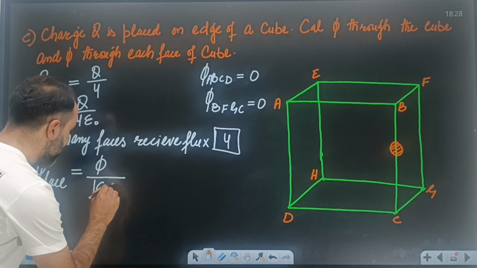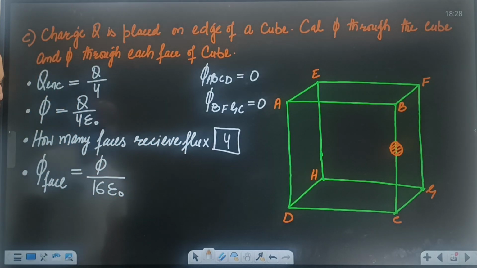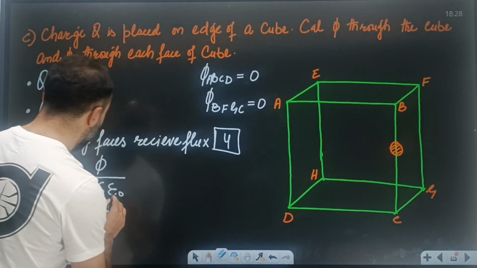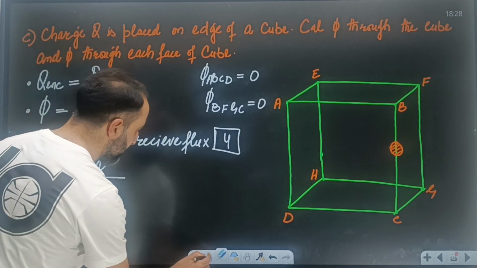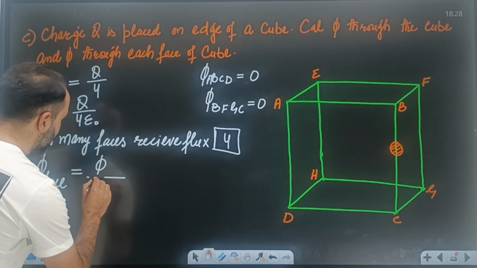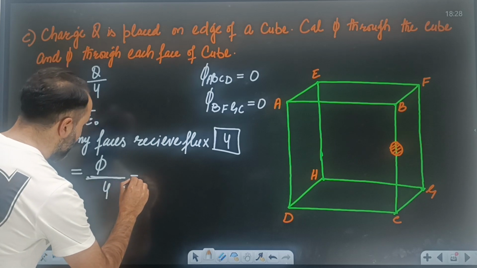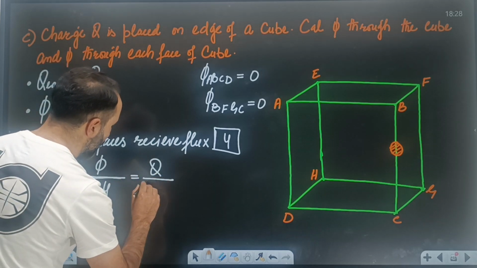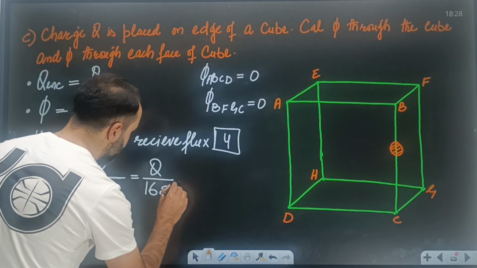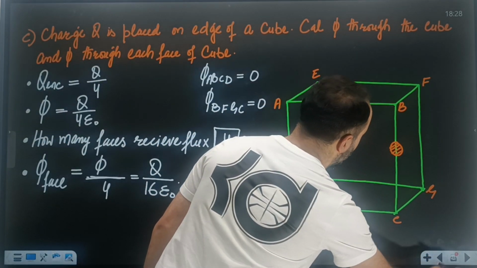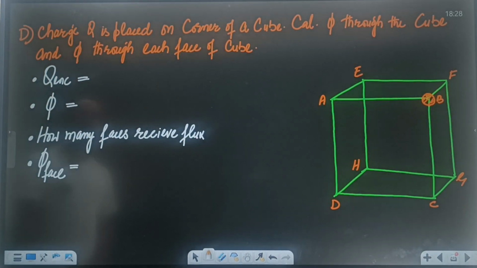So the flux per phase will be 5 divided by, sorry, this is 5 divided by, wait a moment, what is this here, beta? It is 5 divided by 4, so that will be equal to 4, 4 is 16. The answer will be Q divided by 16 epsilon naught. Okay, beta? Let's move ahead. Next example, have a look, beta.